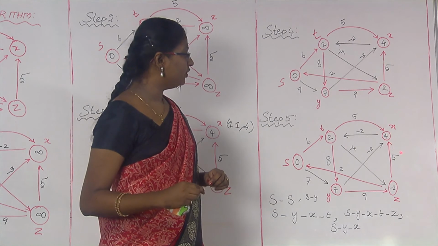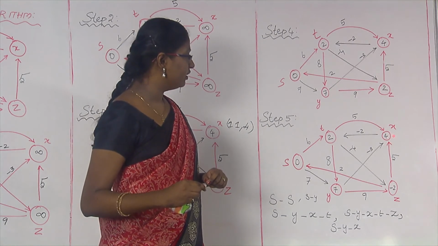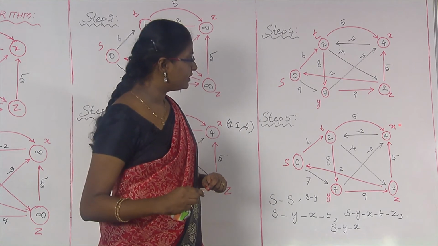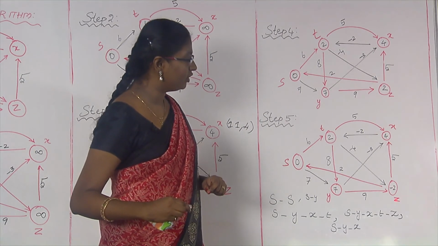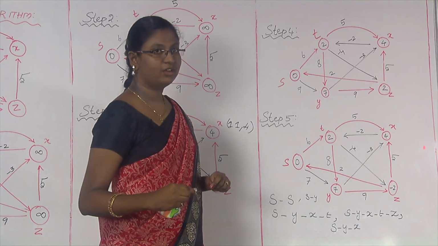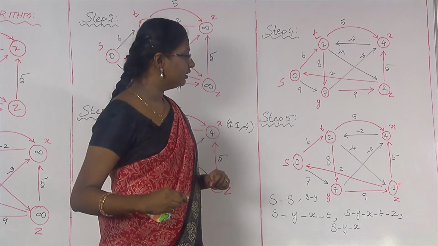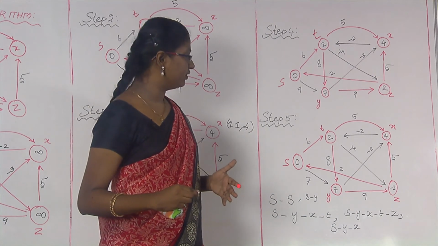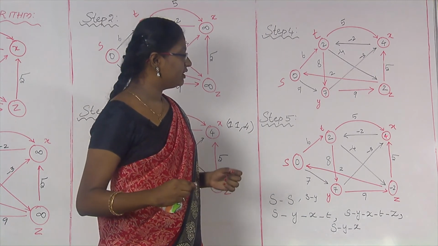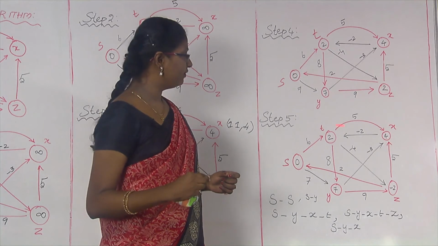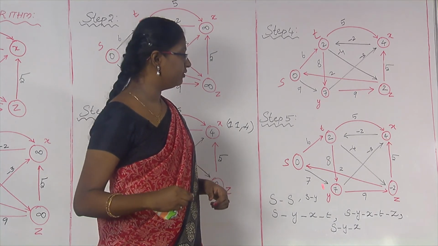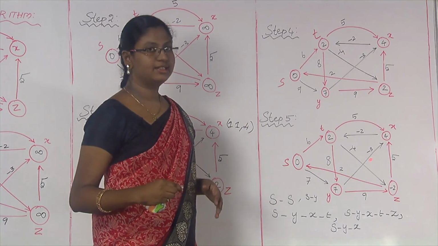But the thing is, we already reached X. Actually, consider the path from S to Y and Y to X and X to T, T to Z. We cannot go to X again. We already reached the X. So, we cannot go like this because we are in need of a path, not a cycle again. So, this I cannot change as 3. So, we found all the minimum distances. We will write the path separately and we will discuss the shortest distances.